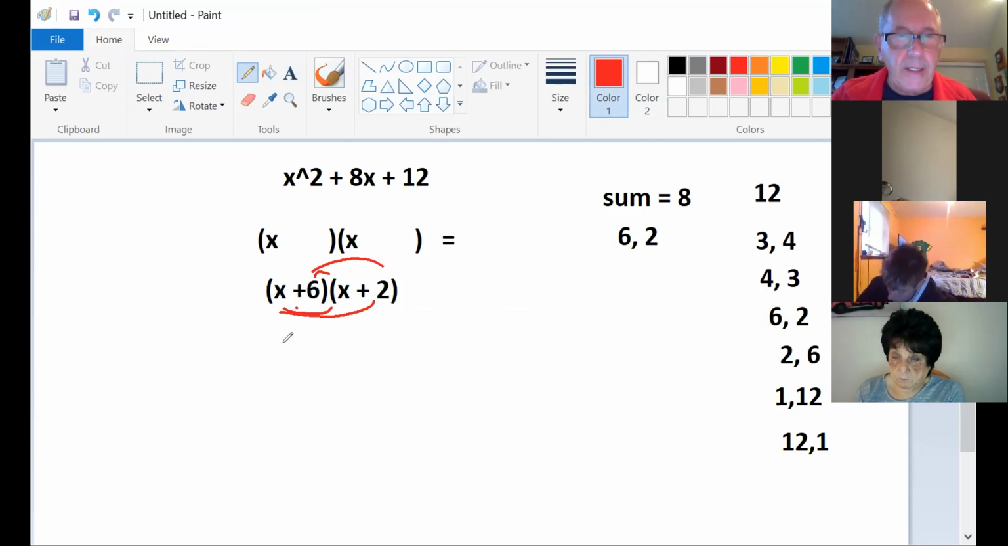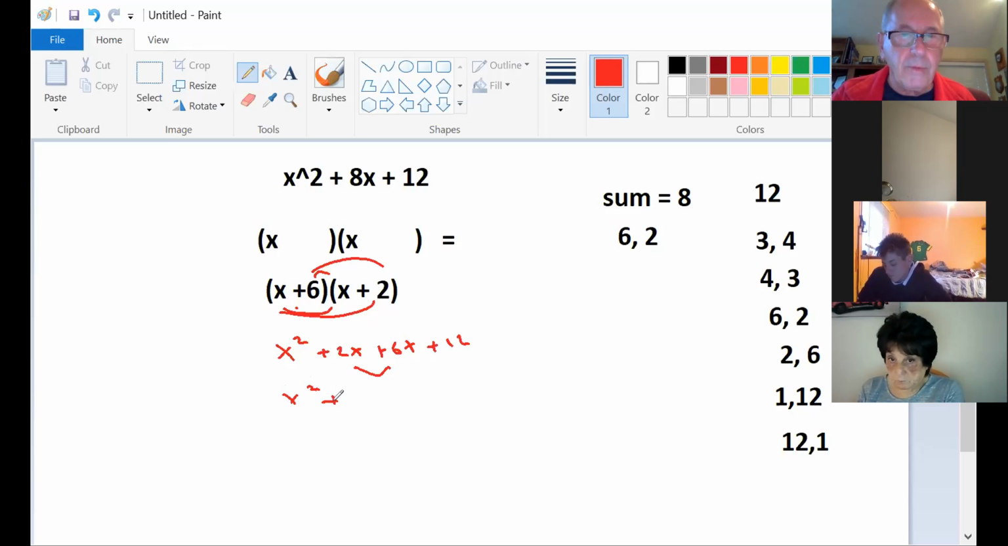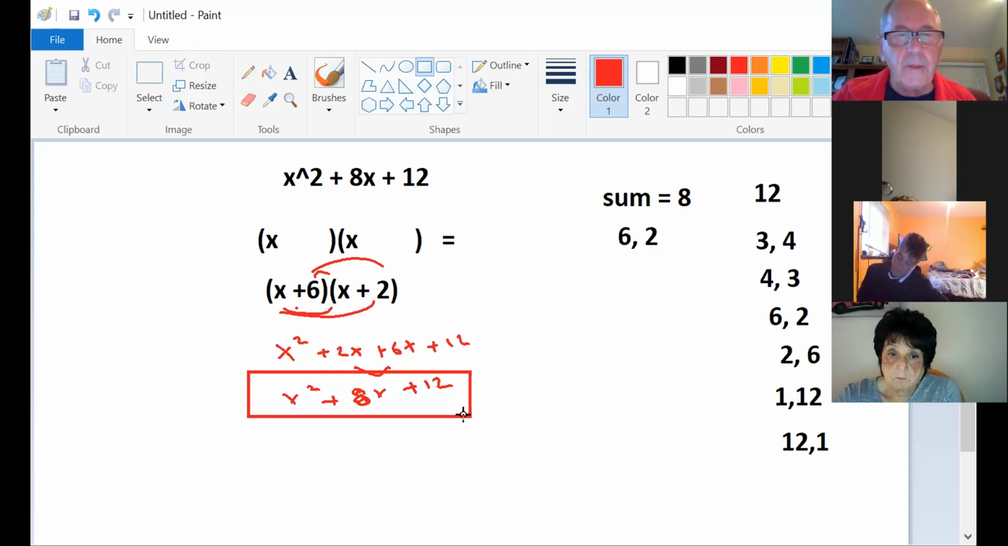So x times x is x squared. x times 2 is 2x, right? 6x. And then 6 times 2 is 12, right? Now I go ahead and combine those. I got x squared plus 8x plus 12. Okay, does that make sense? By golly, that's what we started out with, right? So this is equal to the one we started out with.